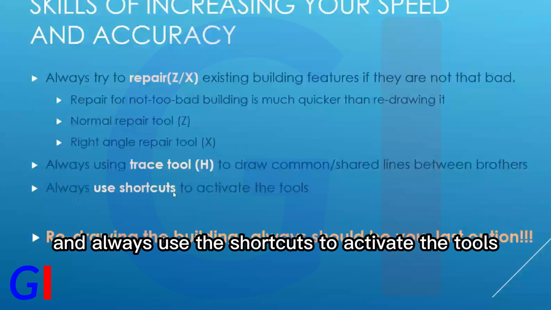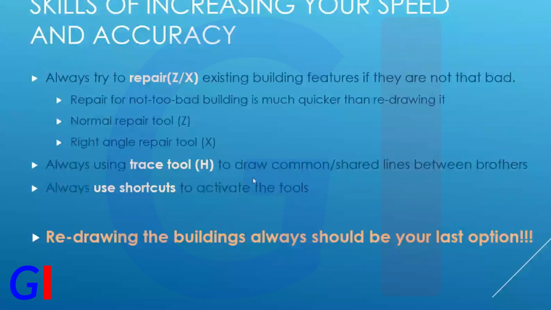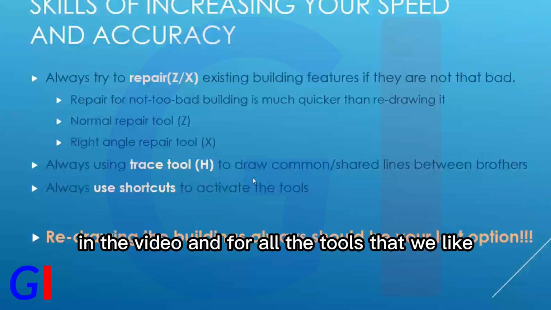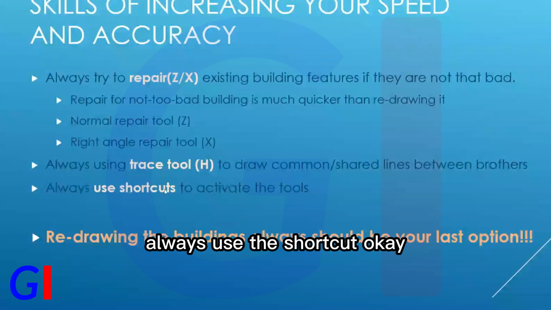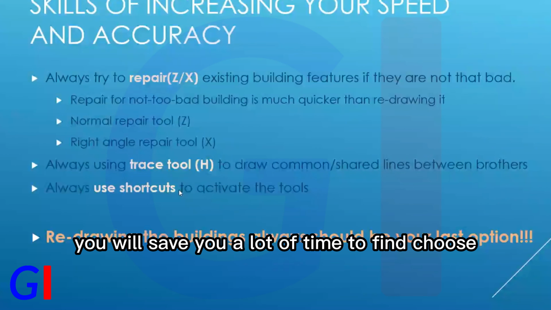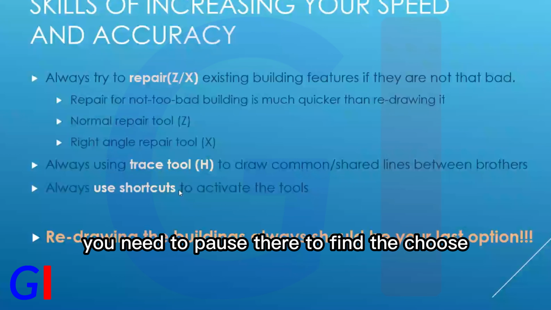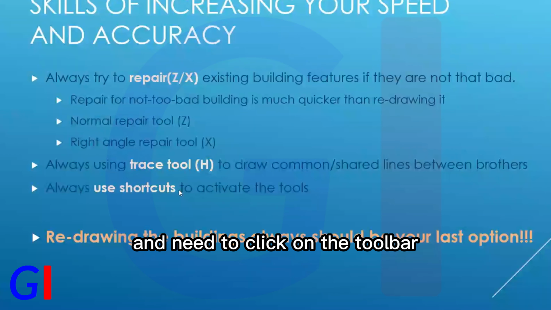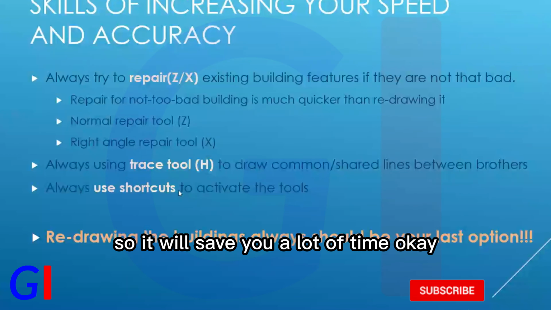And always use the shortcuts to activate the tools. So for all the tools I mentioned in the video, and for all the tools that we often use in our projects, always use the shortcut, okay? Always use the shortcut. It will save you a lot of time to find tools, and you will save a lot of time stopping there, right? You need to pause there to find the tools and click on the toolbar. So don't click the toolbar, just use the shortcuts. So it will save you a lot of time, okay?